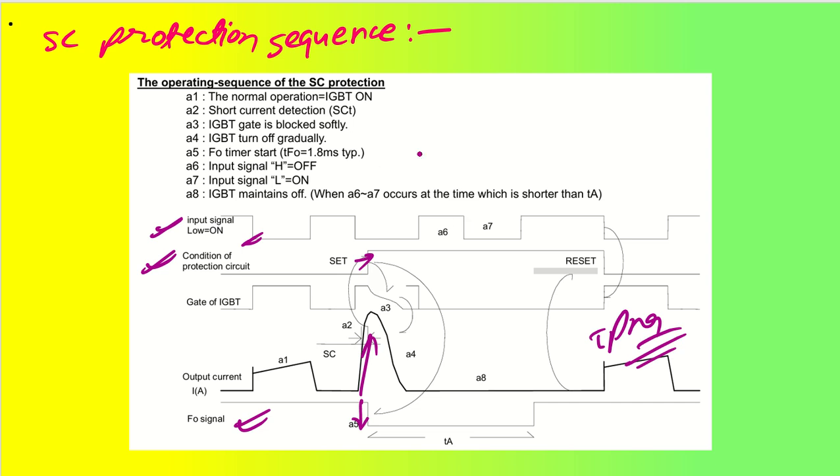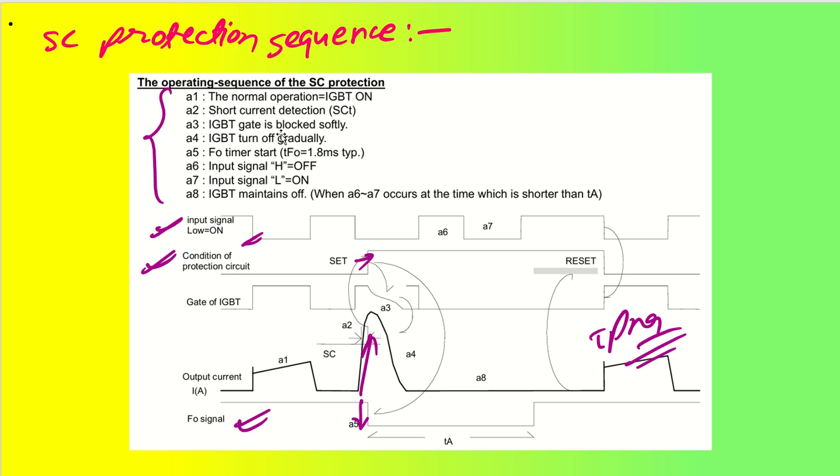So you can have another understanding, if you want to see it very closely. As I told you, A1 is the normal operation when the IGBT is on. So this was IGBT on, proper understanding is coming up. Then we have A2, which is short current detection. As you can see, there is a short current detection because it has gone beyond the trip level. This is my SC trip level, that is the short circuit trip level. So it has gone beyond that. That's the reason A2 is coming up.